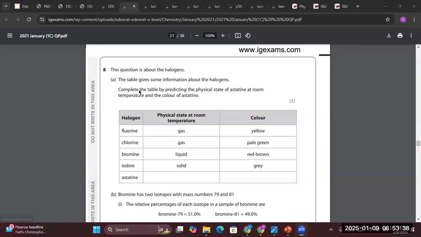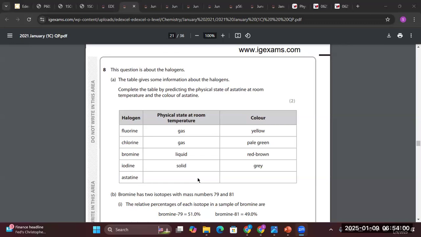Right, this one. This question is about halogens. The table gives some information about halogens. Complete the table by predicting the physical state of astatine at room temperature and color of astatine. Can somebody give me what do you guys think will be the physical state? Solid. Yeah, it's probably going to be solid, right?